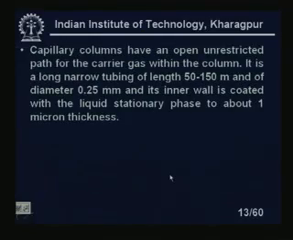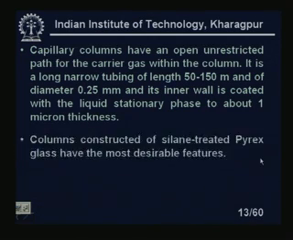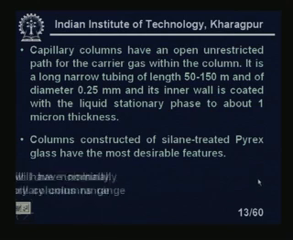Capillary columns have an open unrestricted path for the carrier gas within the column, and it is a long narrow tubing of length 50 to 150 meters, extremely long, and of diameter 0.25 millimeter, extremely small, and its inner wall is coated with the liquid stationary phase to about 1 micron thickness, right. Columns constructed of silane-treated Pyrex glass have the most desirable features.